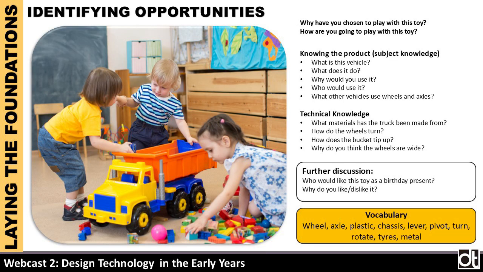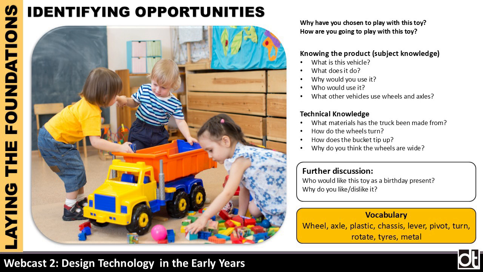In the example on the screen, a group of children could be led through a discussion about the toy dumper truck as an opportunity to lay down the foundations for future learning in DT. Children could discuss the toy they are playing with, why they have chosen to play with this toy, what does the toy do, and this is an opportunity to introduce the idea of a product having a function or doing a job, and for the children to begin to articulate why they have chosen to engage with this particular product.